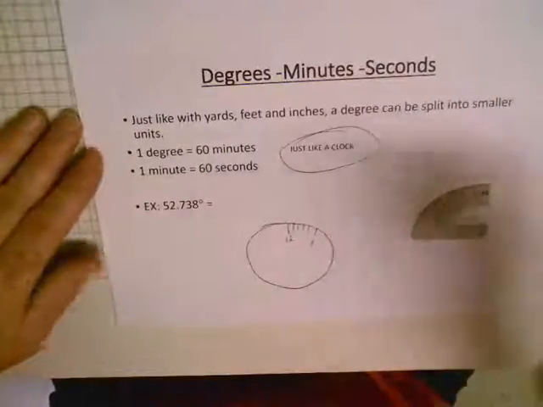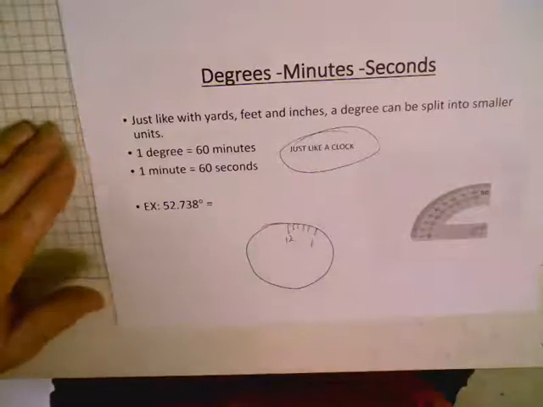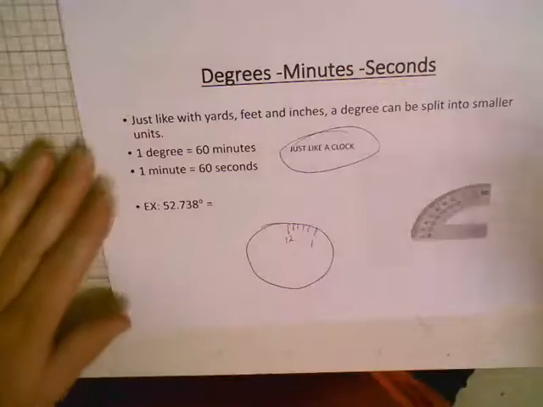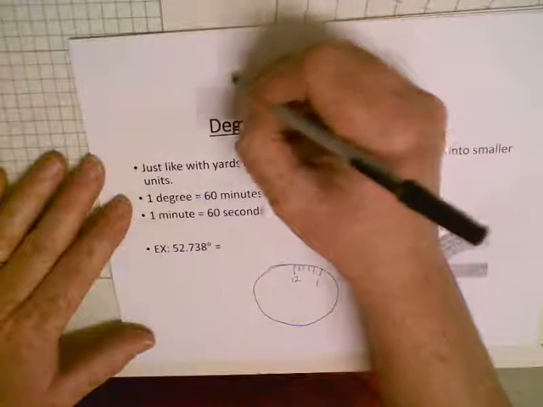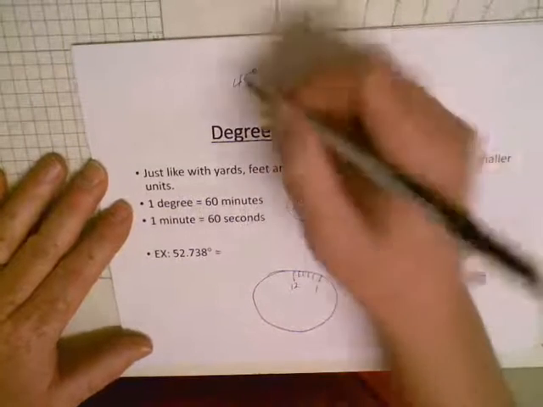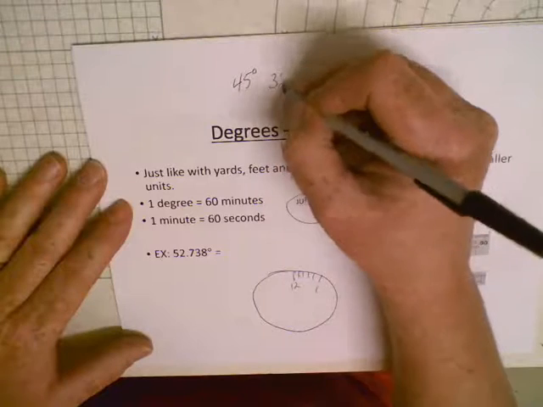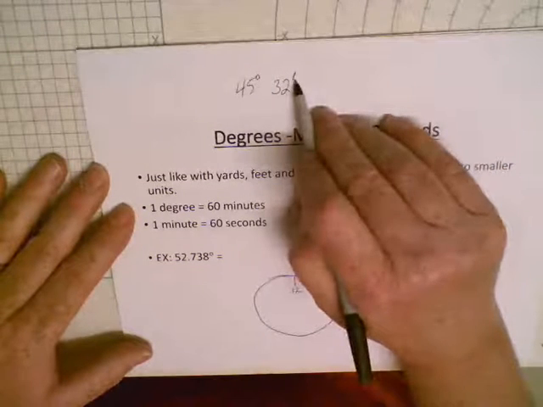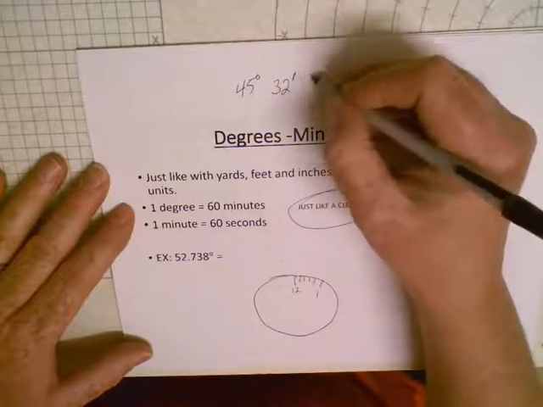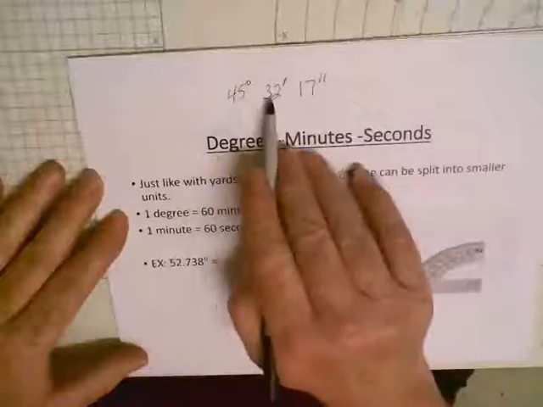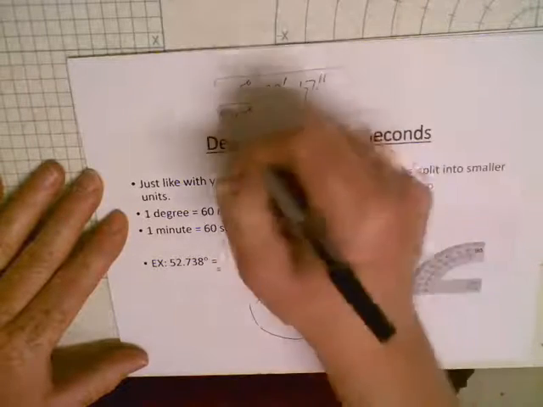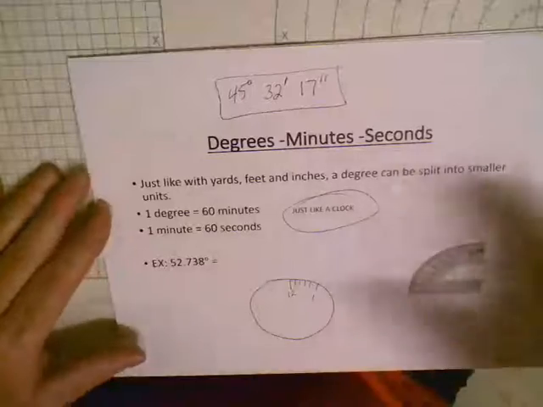And again, this isn't going to be on the assignment. I just want to show it to you to try to give you some idea how to deal with degrees, minutes, and seconds. If you see an angle, it might not just be written 45 degrees. It might be written 45 degrees, 32 minutes. This is a minute symbol, just a little one tick mark, and then maybe 17 seconds. So this is read 45 degrees, 32 minutes, 17 seconds. Just another way to measure angles. It's a little more precise than just saying 45 degrees.